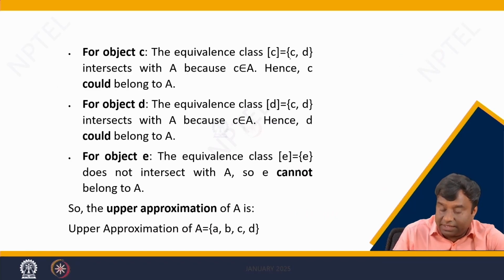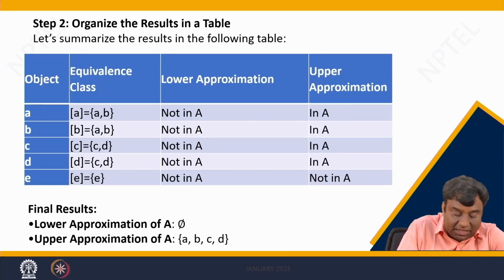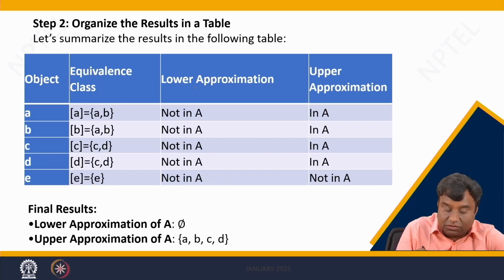For object C, that is C and D. So the objects are A, B, C, D, E. The equivalence class for A is AB, for B is AB, for C it is CD, for D it is CD, and for E it is E. So the lower approximation is the null set, so no one is present in the lower approximation.